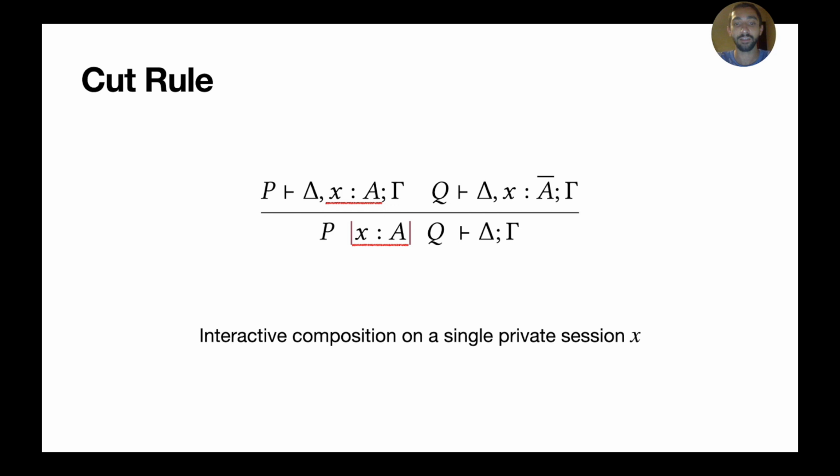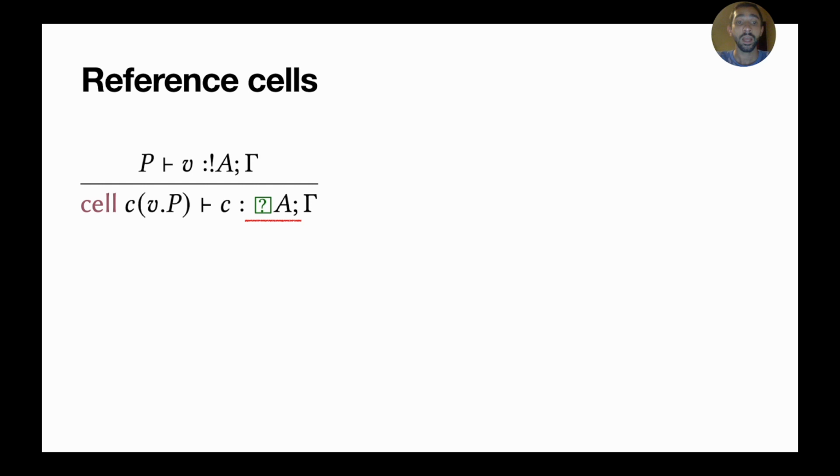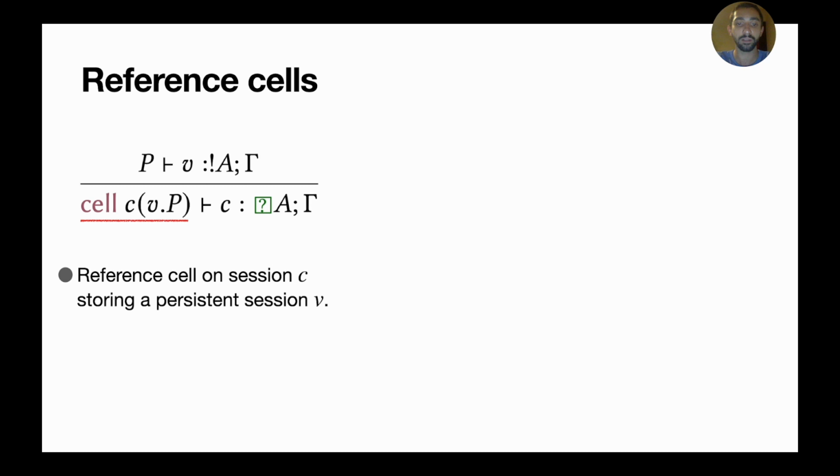We now turn our attention to the typing rules involving shared mutable state. We start with a typing rule that introduces the box why not modality and which is computationally interpreted by a process that defines a reference cell available on C and which stores a persistent session V. The behavior at V is defined by a replicated process P. Logically, the rule corresponds to box why not dereliction.